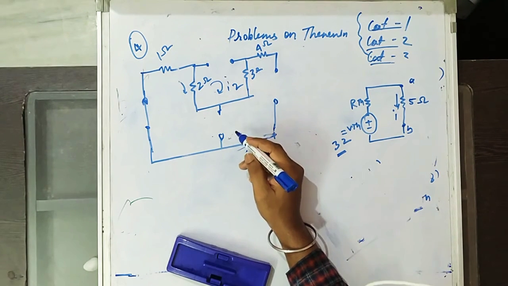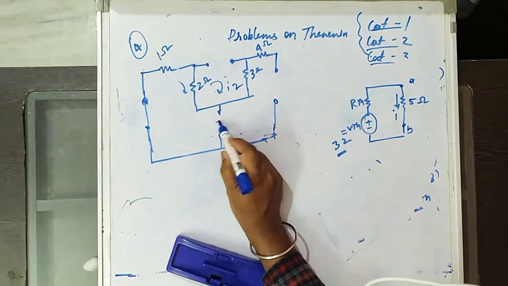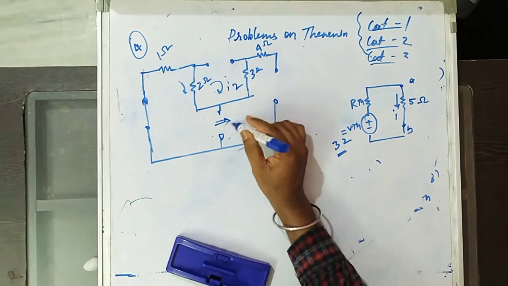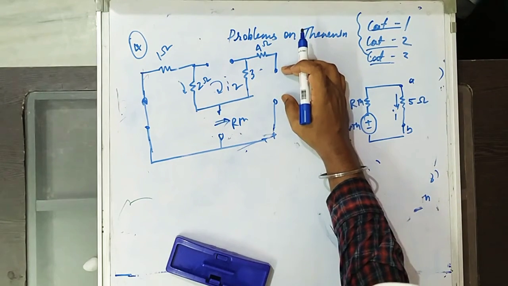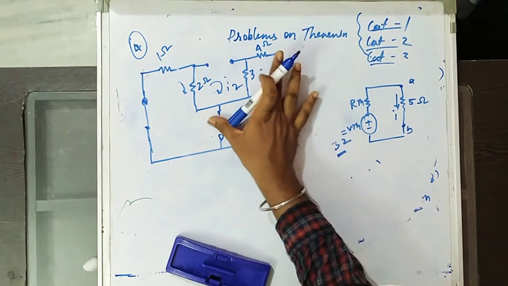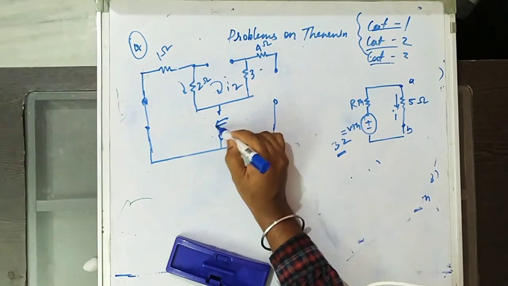So in which direction do we have to find R Thevenin? If you look like this, to find R Thevenin, this entire circuit is not connected. This open terminal is open circuited. So we have to look like this.